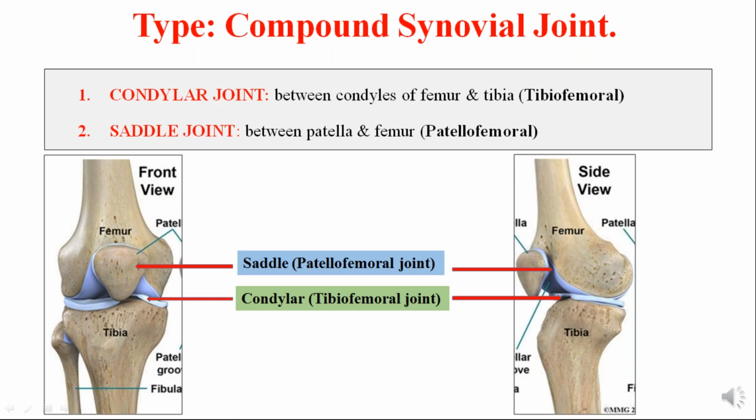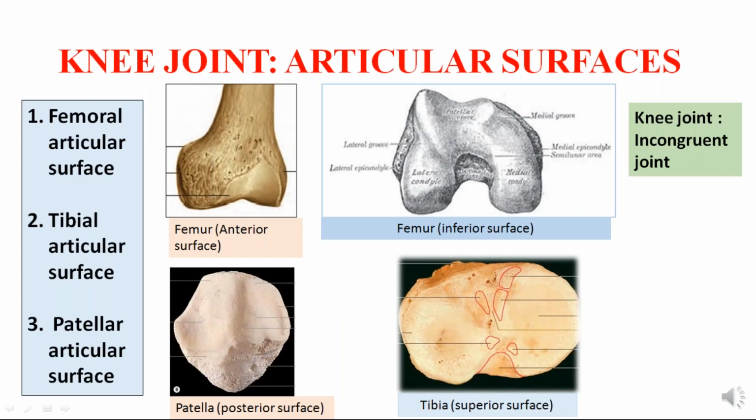The articular surfaces of the knee joint are the femoral articular surface on the anterior and the inferior surface of the lower end of femur, the tibial articular surface which is on the superior surface of tibial condyles, and the patellar articular surface which is on the posterior surface of patella.